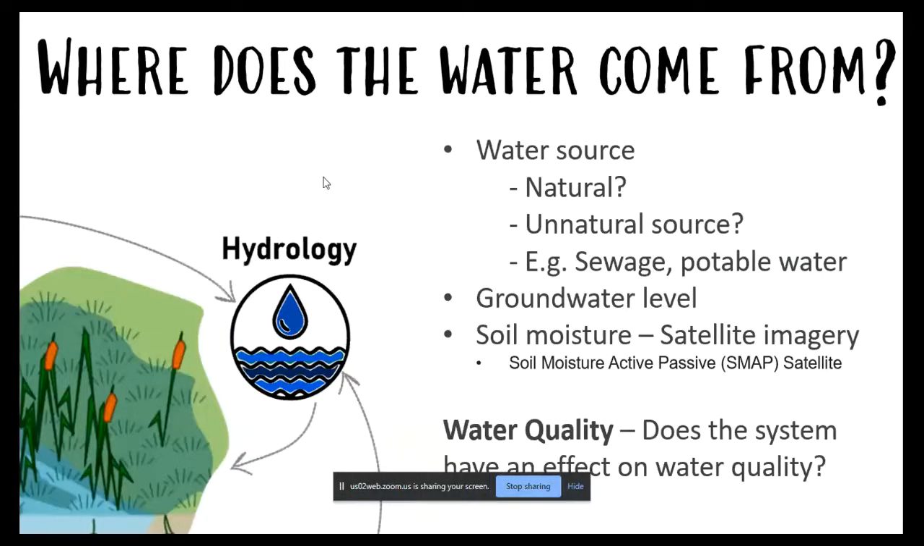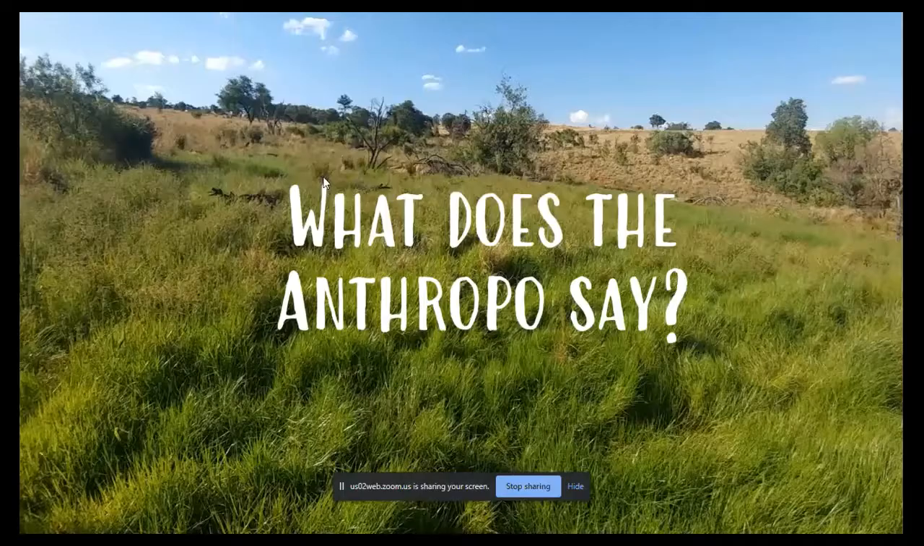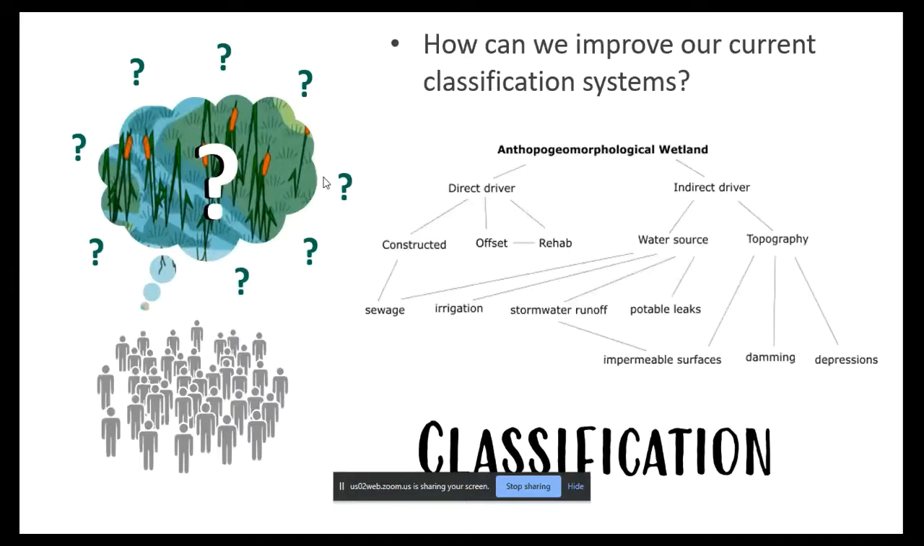Where does the water come from? In the previous example, it was an unnatural source. But what happens if people actually influence the topography and only diverted the water? Does this still count? And do we see wetland vegetation? Now, wetland vegetation is one of the indicators that we see most frequently appear in a very short period of time.